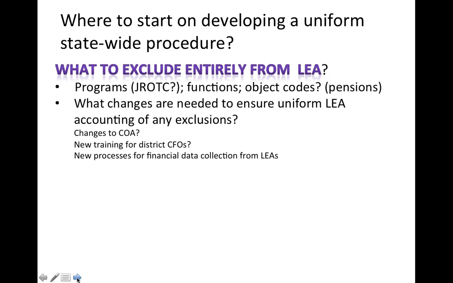So how do you create in your uniform procedure something that treats all LEAs the same? And then are there any changes that are needed to ensure uniform LEA accounting of any exclusions? Does that mean that we need to start accounting for the fees paid for free lunch, for the lunches, differently? I know that in Colorado there was some confusion around the private money. Do we need some changes to our chart of accounts or any other accounting procedures to make sure we can separate out private money? Will there need to be new training for district CFOs or any other new processes for financial data collection from LEAs so that this uniform procedure works? And so that's sort of the challenge ahead, I would say.